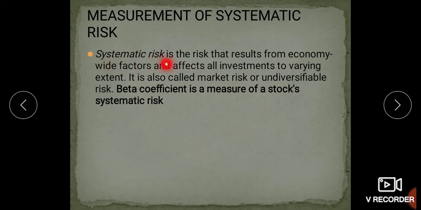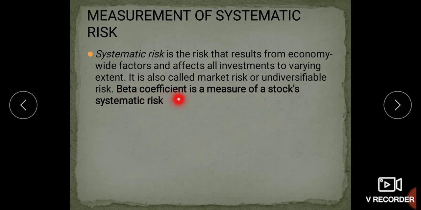So systematic risk is the risk that results from economy wide factors and affects all investments to varying extent. It is also called market risk and undiversifiable risk. As I already told, systematic risk cannot be controlled or diversified, but it is very important to measure it to know about the return that we must get from a particular investment.